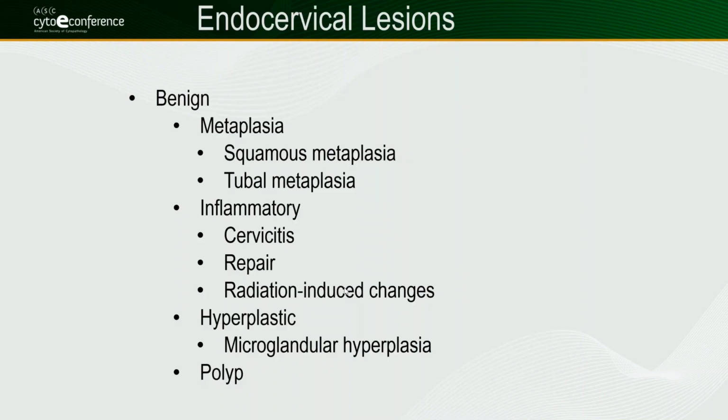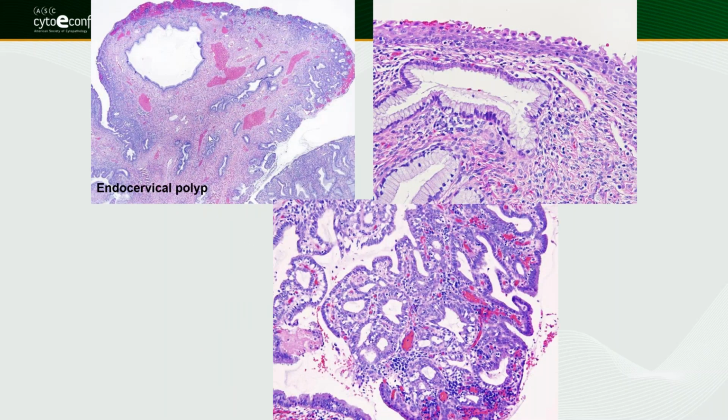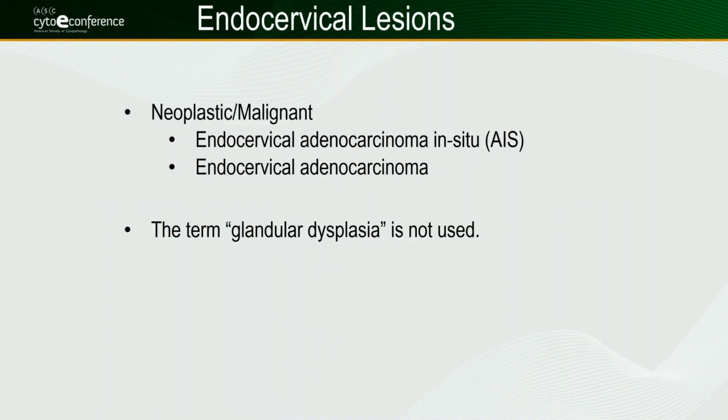The typical endocervical benign lesions we see include metaplasia, like squamous metaplasia and tubal metaplasia, inflammatory lesions, hyperplastic lesions, and polyp. These are the commonly encountered benign lesions, and the cells from any of these would likely fall on our pap smear slides. For example, this is an endocervical polyp, this is squamous metaplasia, and this is microglandular hyperplasia. On the neoplastic end, we have AIS and endocervical adenocarcinoma.